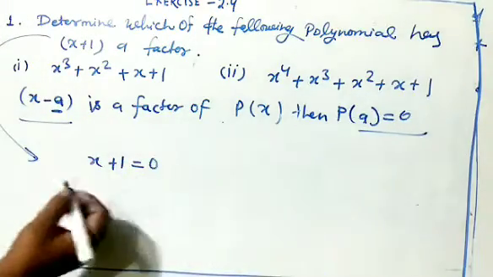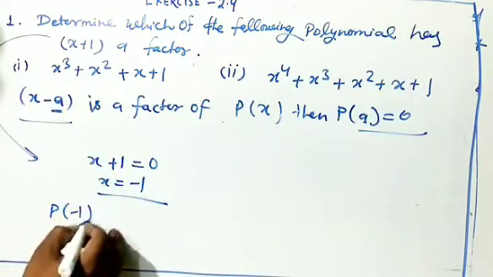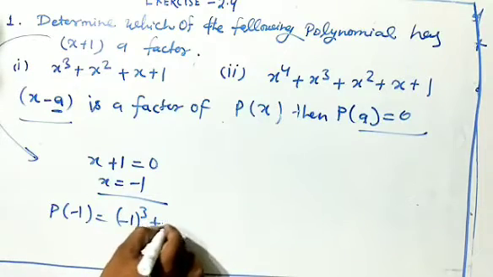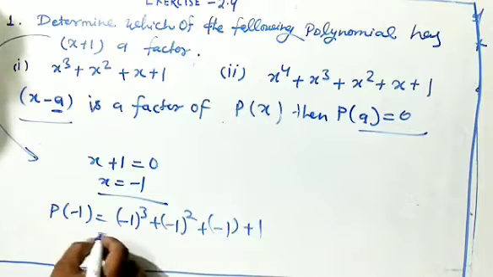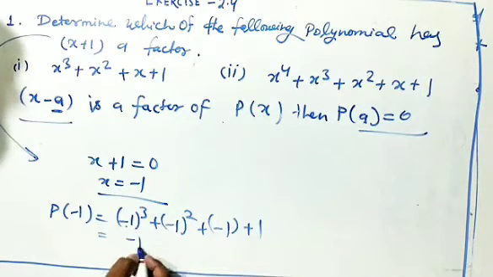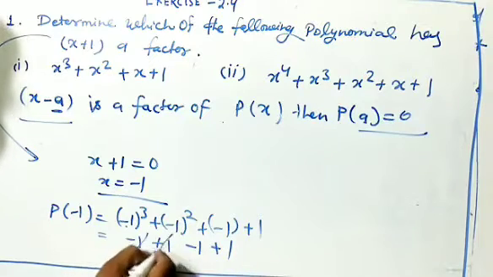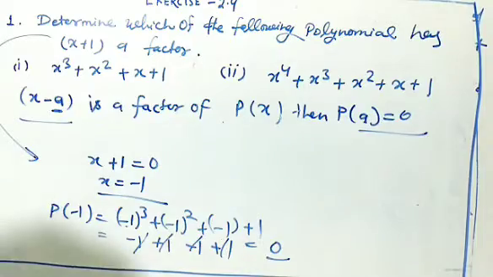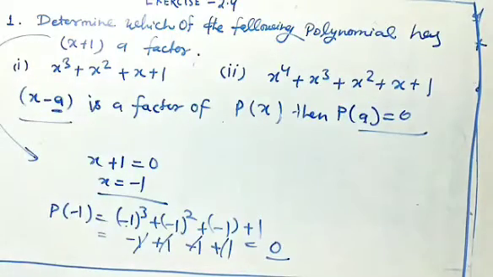So first of all, to check a factor or not, we will find a zero. So x equal to minus 1. Then p of minus 1, we have to put minus 1 in this equation. Minus 1 whole cube plus minus 1 whole square plus minus 1 plus 1. The whole cube of minus 1 is minus 1, this is plus 1, this is minus 1, this is plus 1. They all cancel and the answer is 0. If we get the answer 0, it means that x plus 1 is a factor of this polynomial, x cube plus x square plus x plus 1.